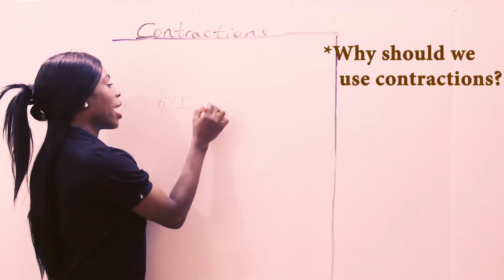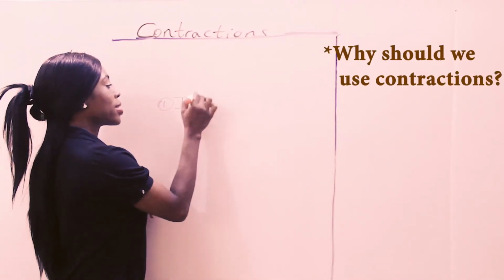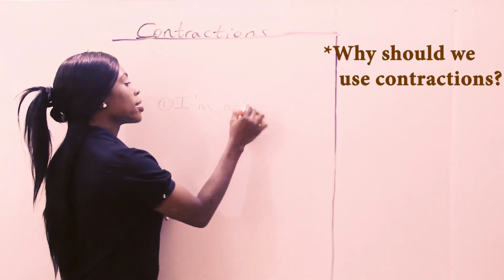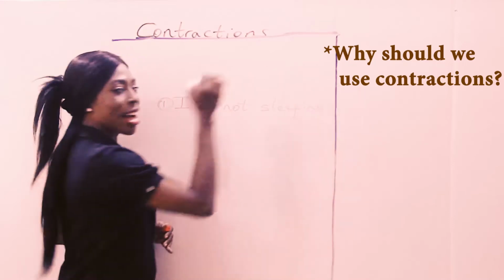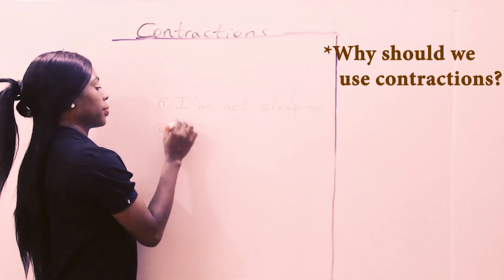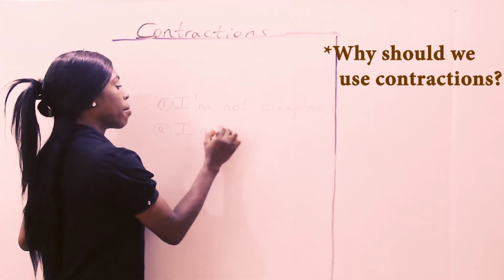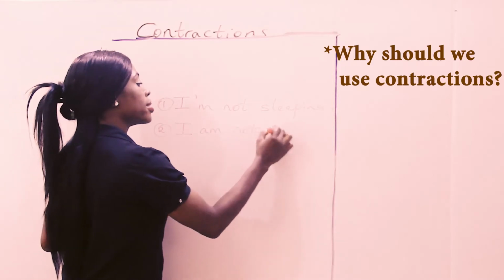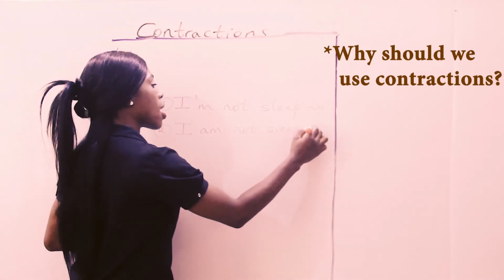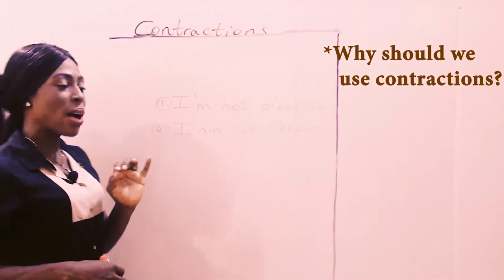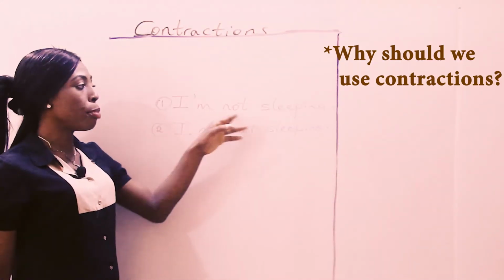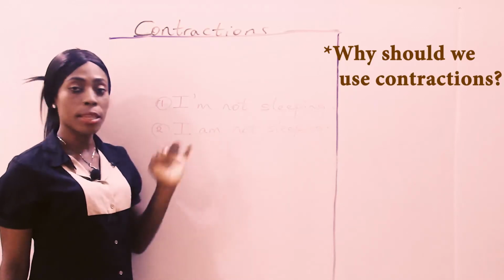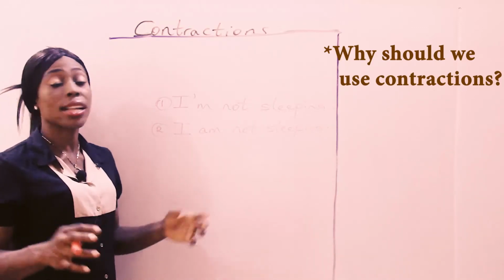I'm not sleeping. And the second one, I am not sleeping. Okay? Now, the first sentence is simple and factual. I'm not sleeping. It is a normal sentence. The fact, I'm not sleeping.